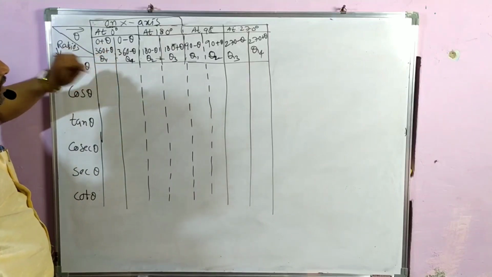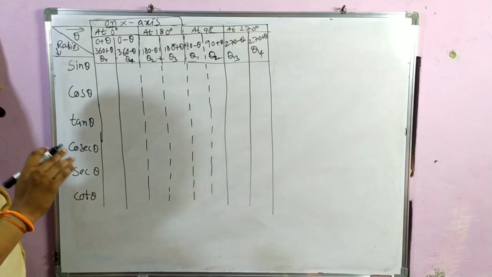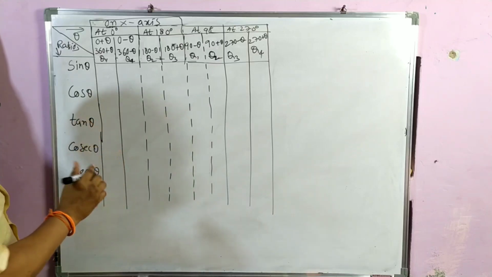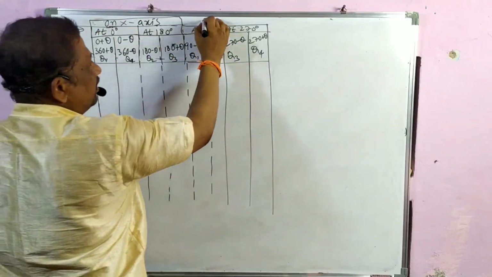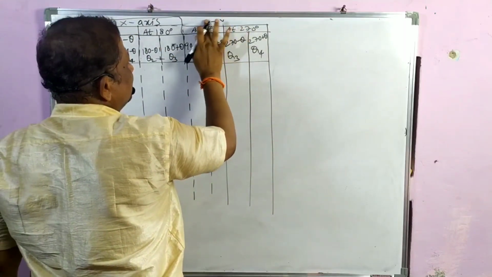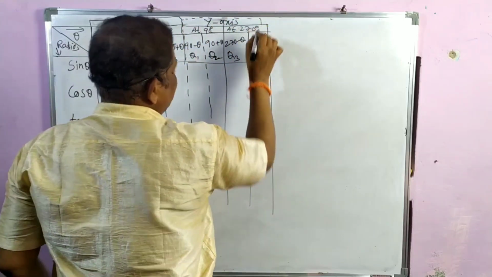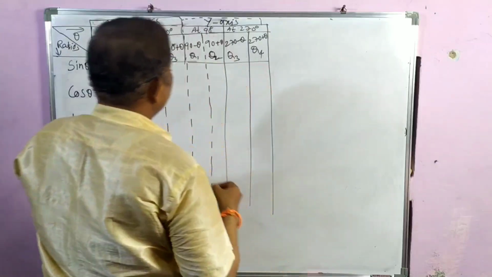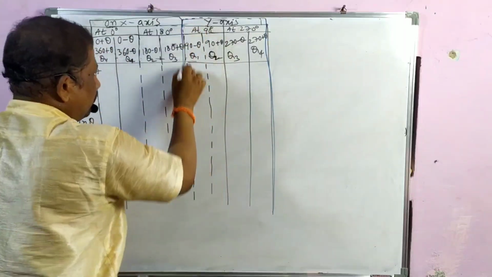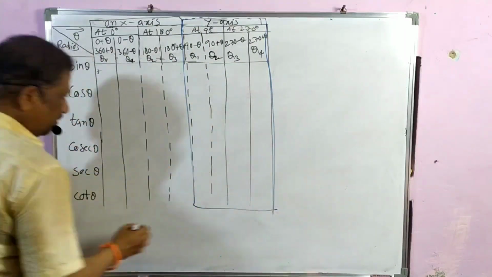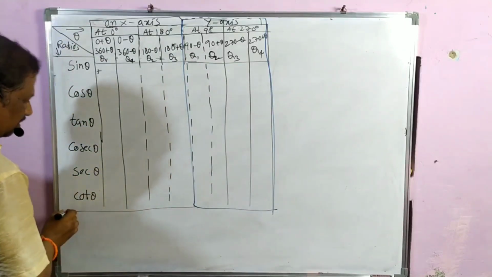So it is first quadrant: 0 plus theta, 360 plus theta. In first quadrant, all trigonometric ratios, sine, cos, whatever it may be, are all positive. So plus will come. Ratio does not change on x-axis. These operations are on y-axis, you should remember. These are on x-axis.